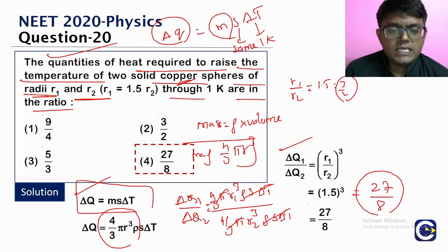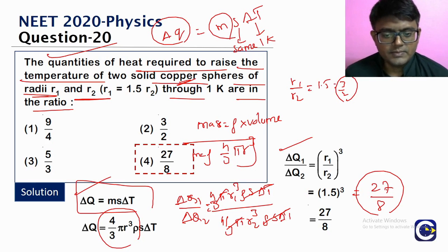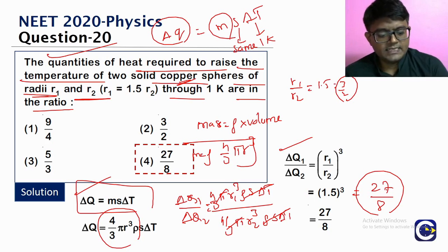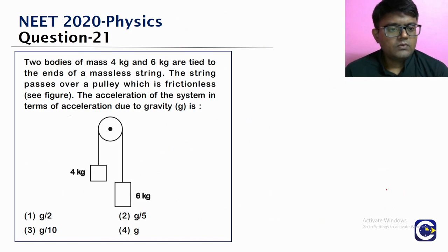Here the thing is that we have to see how we relate the mass of that sphere to the radius. Whenever we want to relate the mass to the radius of the sphere, what is it that we'll think about? We get the mass as volume into density, isn't it? So what is the answer for this one? Option 4 is the answer. We'll move on to the next one.